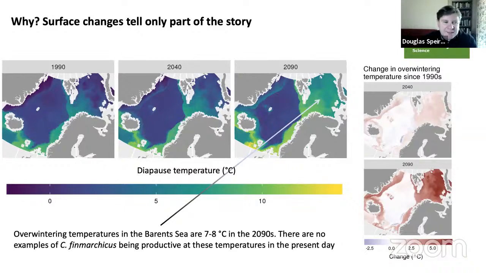So why is that? Well, the surface changes only tell you part of the story. So if we look at different decades here for the diapause temperature, we can see that in the Barents Sea in particular, in 2090, it's predicted that the diapause temperature is very much higher. And that's because the sea is much shallower than the Norwegian basin. So the effect of the increase in temperatures is felt, the magnitude of the increase in temperature for the diapausing individuals is much greater in the Barents Sea.